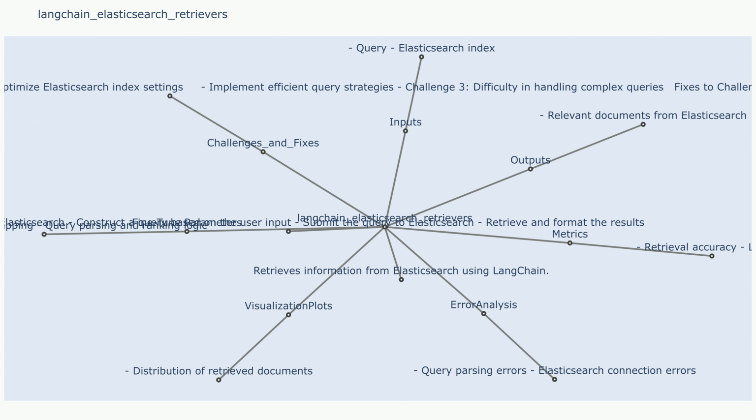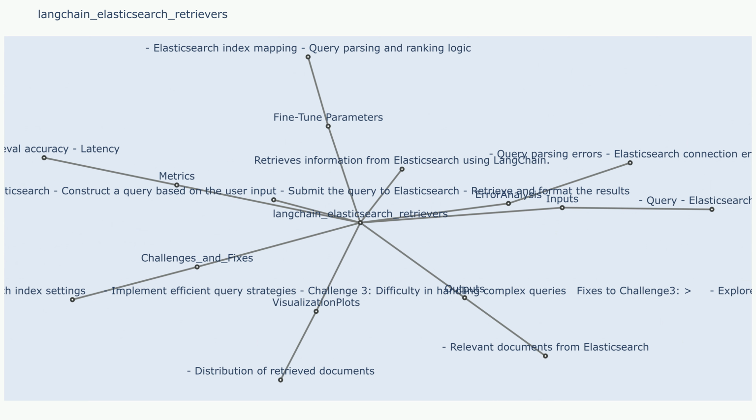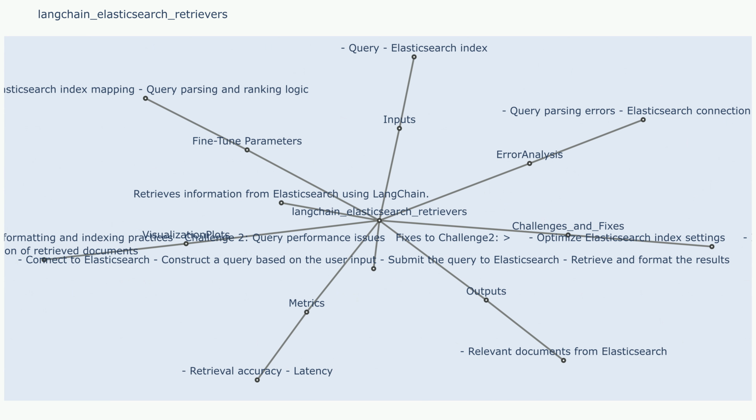Fine-tune parameters. Elasticsearch query parameters. Various parameters controlling the Elasticsearch search behavior, such as query fields, boosting factors, and scoring algorithms. Retrieval threshold. The minimum score or number of results required to be considered relevant. Uncertainty methods. Confidence scores assign scores to retrieved documents, indicating the retriever's certainty about their relevance. Diversity ranking. Encourage retrieving diverse documents even if they have lower scores.